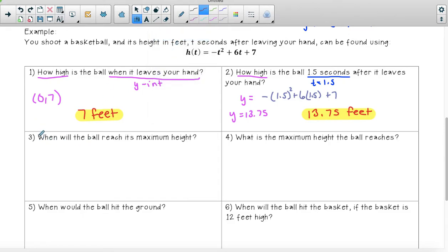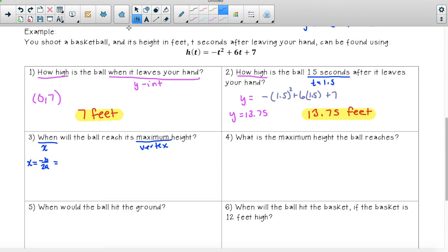On the next question, 3, it says when. So right there, I know that this is going to be asking for an x because time is when. This is an x. Will the ball reach its maximum height? So maximum tells us we're looking for the vertex. We want the x of the vertex. So in order to find the x of the vertex, we use that axis of symmetry formula of x equals negative b divided by 2 times a.